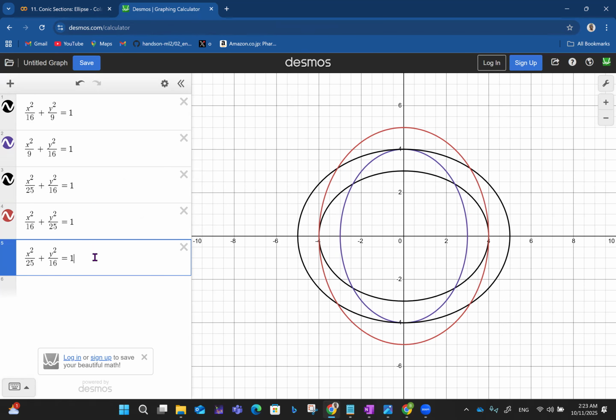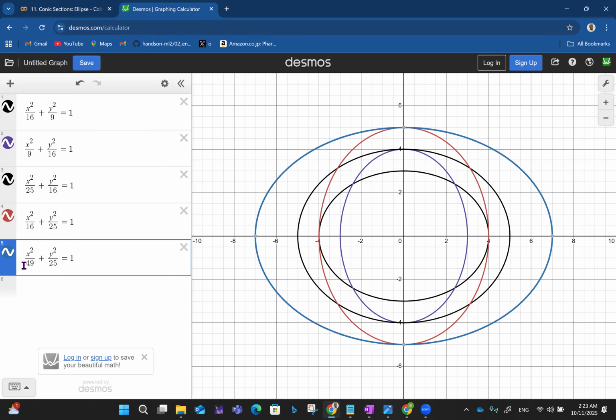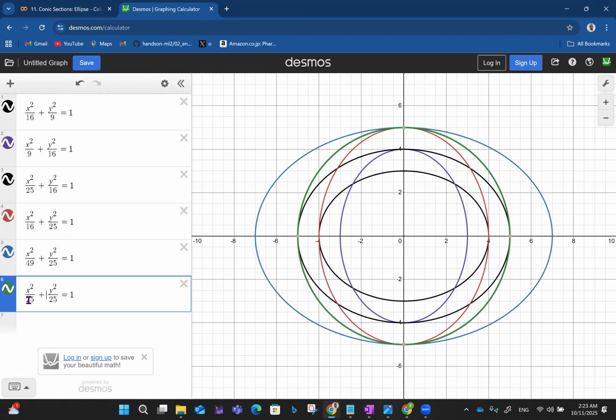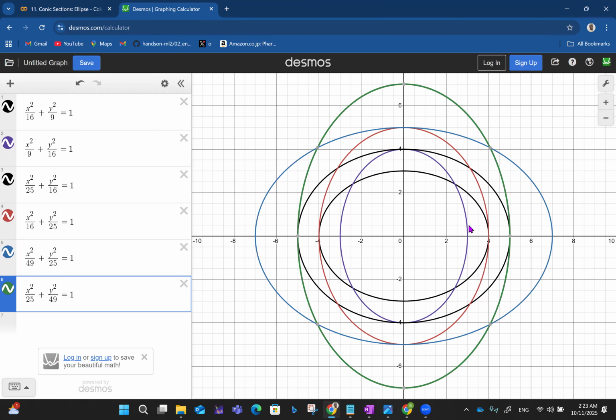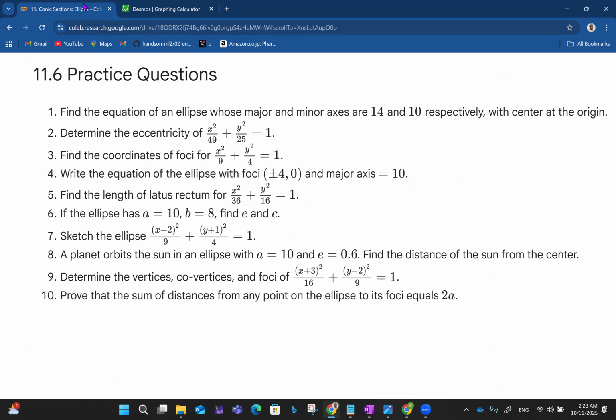x squared over 49, then y squared over 25. So that's that. So what if I turn over the axis, which is possible, right? This 25 comes here, and then we have 49 here. So you can get something beautiful like this. It's looking like artwork, right?